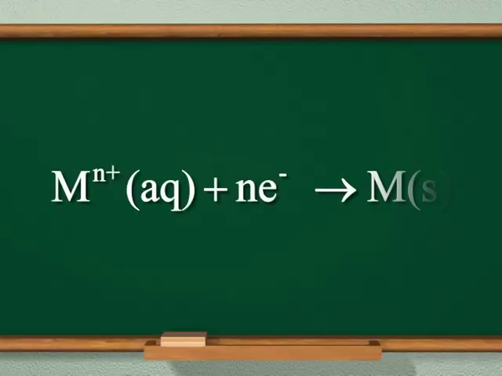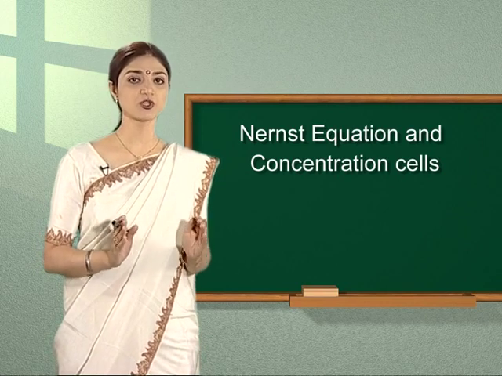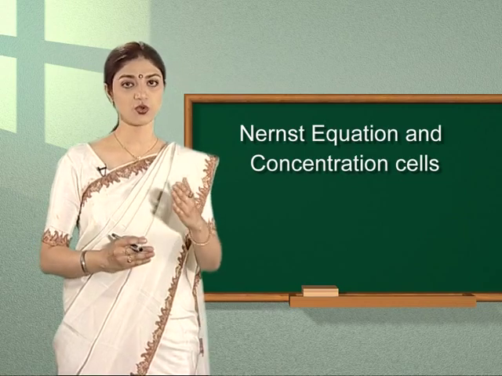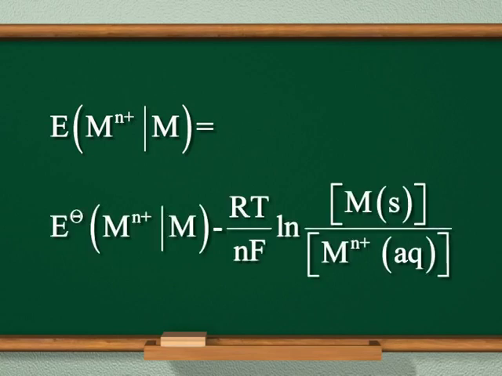Have a look at the general electrode reaction on the screen. M n+ ions in aqueous state accept n electrons to form metal in solid state. The electrode potential at any concentration measured with respect to standard electrode potential can be represented by the equation shown on the screen. Electrode potential under given conditions is equal to electrode potential under standard conditions minus gas constant R multiplied by temperature divided by number of electrons involved in the reaction multiplied by Faraday's constant F multiplied by natural log of molar concentration of the metal divided by molar concentration of ions.